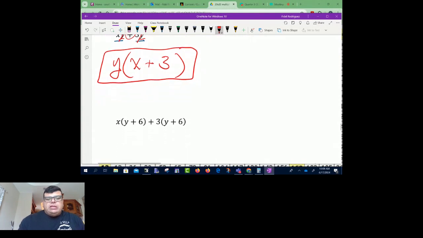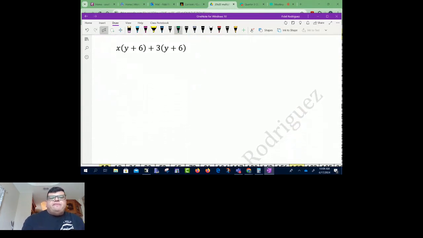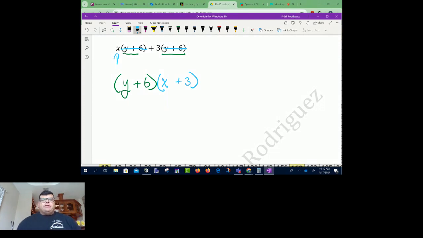Let me scroll down a little bit further. And y'all, this problem is kind of similar to the one we did before. The first thing I want you to notice, they both have a y plus 6. So I'm going to put that y plus 6 here in the front. Now, y'all, if I take away this y plus 6, I still have that x. And if we take away this y plus 6, we still have that plus 3. Okay.